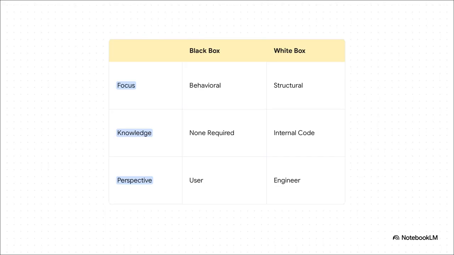So let's put them side by side. Black box testing, that's the user's view. You don't need to know any code, and you're just focused on the external behavior. White box, that's the engineer's view. You need full knowledge of the code, and your focus is all on that internal structure. They really are two sides of the same quality coin.